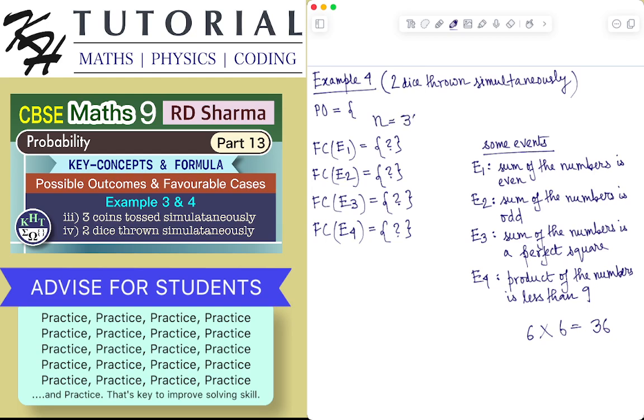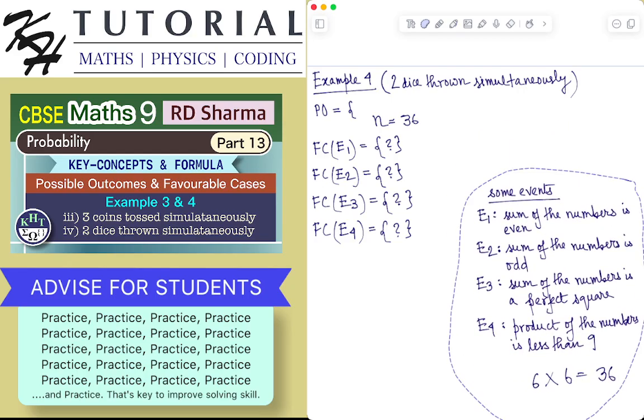Which means that for this random experiment, the total number of possible outcomes is equal to 36. Anyway, it will be difficult to write down all the possible outcomes, as it will require more space.